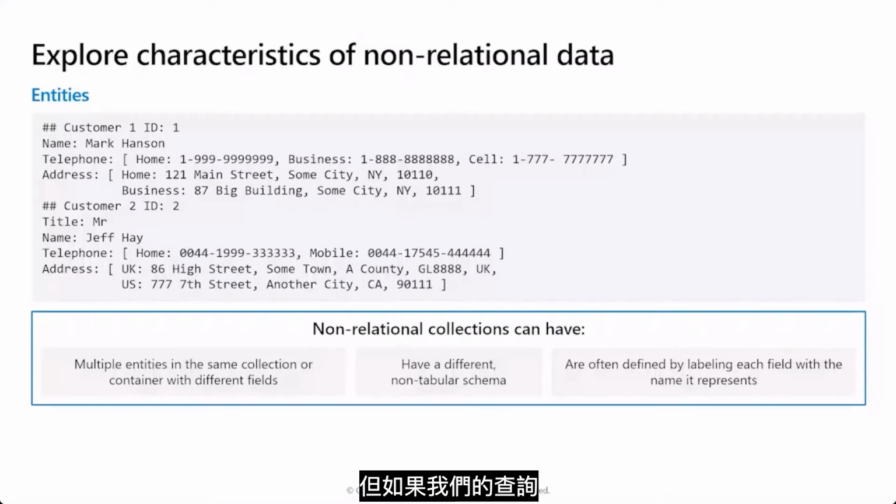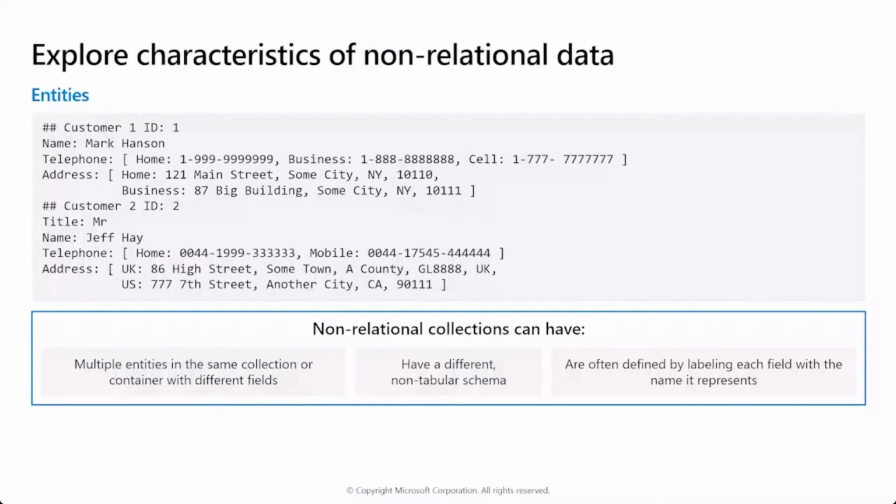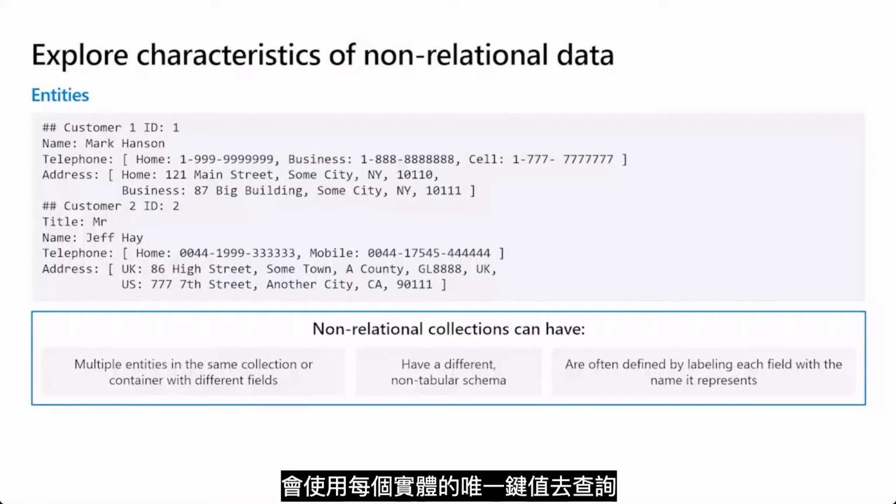But if we had a query that attempted to find all the customers with a UK address, for example, we would have to iterate through every entity, and for each entity, examine each field in turn. You can imagine a database that contains millions of entity records. This kind of query would take a considerable amount of time to run. So you would typically query a non-relational database with its unique key value for each entity.